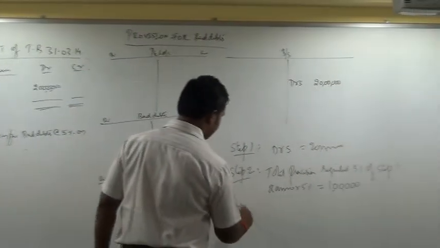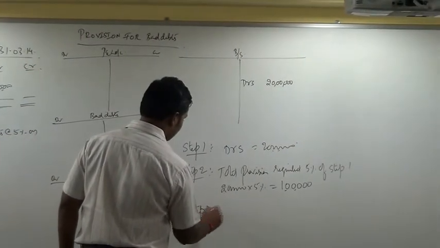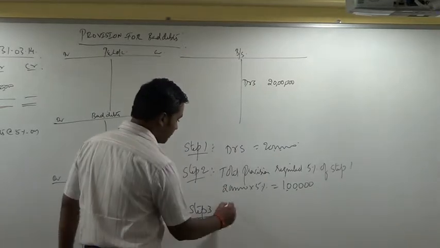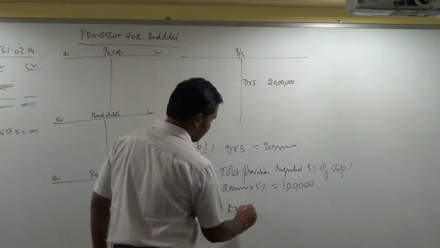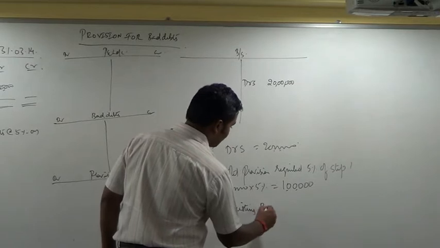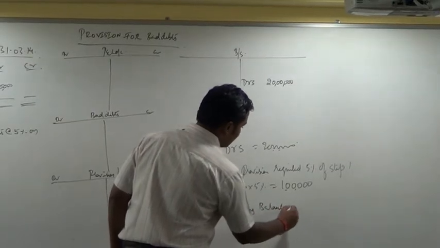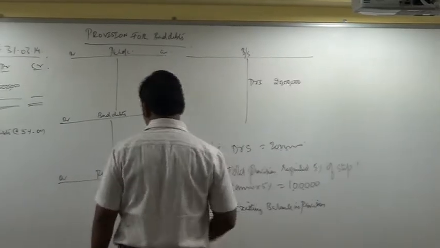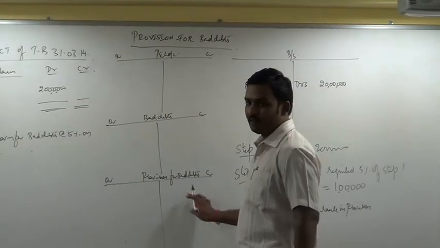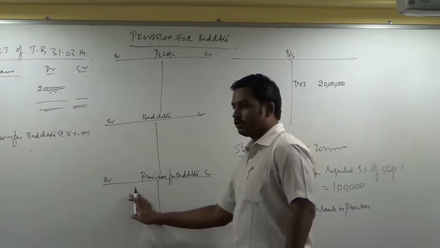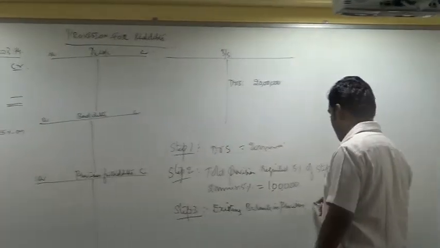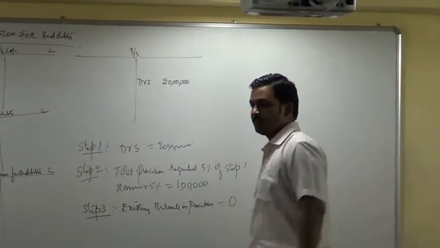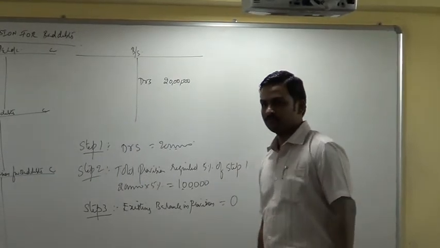Step 3. Existing balance in provision. How much balance exists in provision? Right now we don't have any balance. Opening balance is 0. Utilized is 0. So right now existing balance in the provision account is 0.